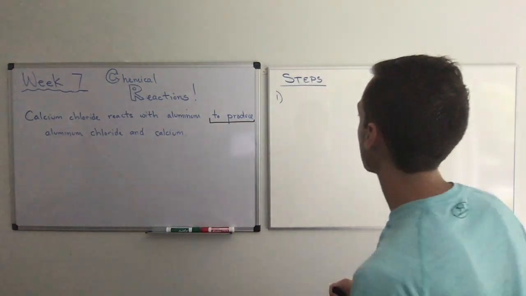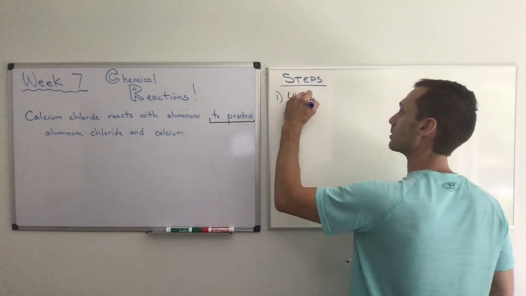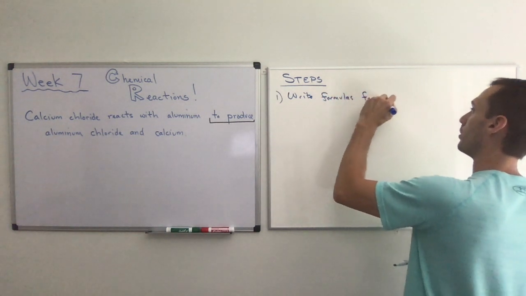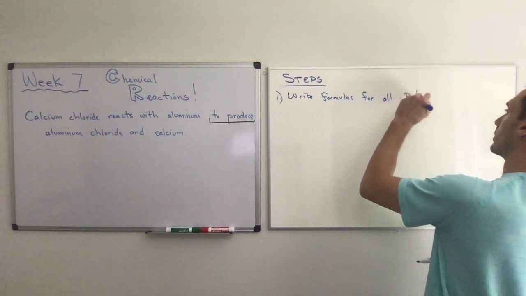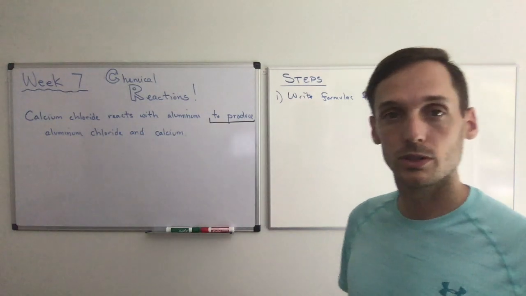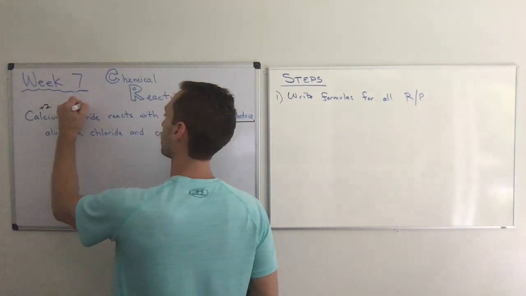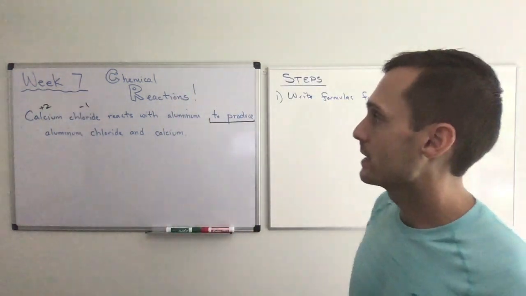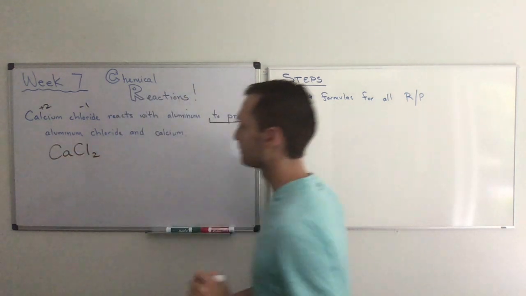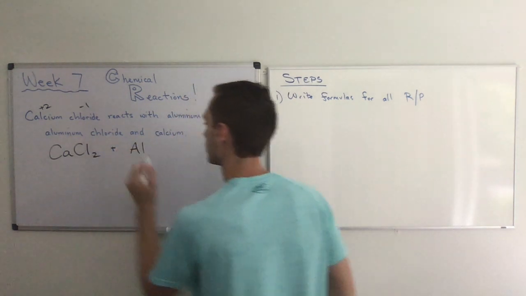So the first step in balancing chemical reactions will be: write formulas for all reactants and products. Okay, so let's do that. Calcium chloride, you guys should be able to write the formula for that. Calcium is +2, chloride, or just chlorine, is -1, and so we would need CaCl2. Reacts with aluminum, that's just regular old aluminum, so that's just Al.